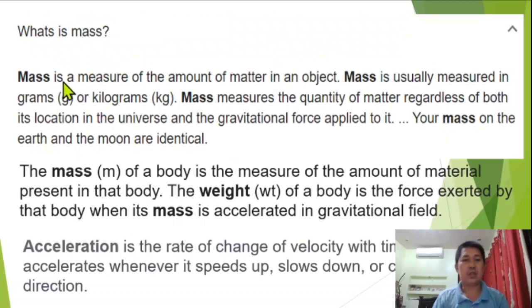What is mass? Mass is a measure of the amount of matter in an object. Mass is usually measured in grams or kilograms. Mass measures the quantity of matter regardless of both its location in the universe and the gravitational force applied to it. Your mass on the Earth and the Moon are identical. The mass of the body is the measure of the amount of material present in the body. The weight of the body is the force exerted by the body when its mass is accelerated in a gravitational field.